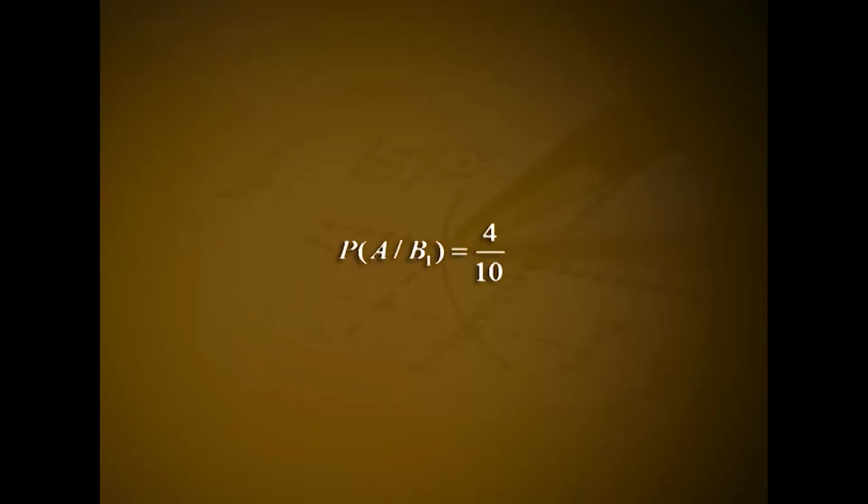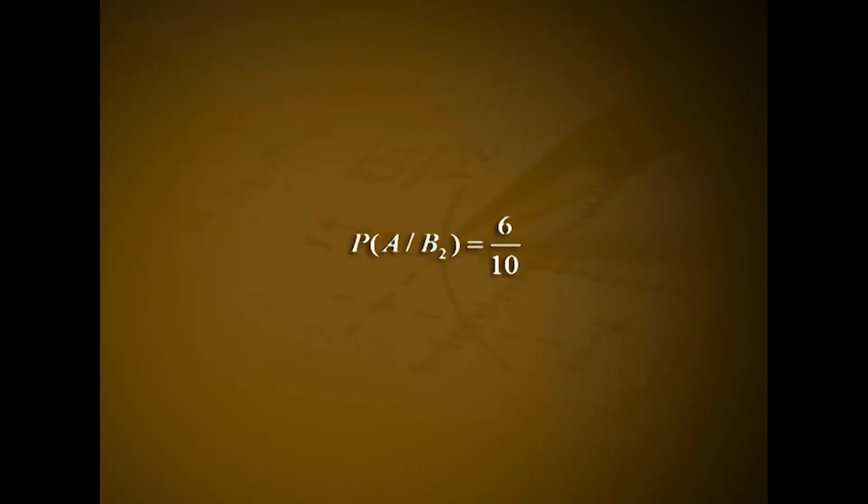First box contains 4 red balls out of 10 balls. If first box is selected, the chance of getting a red ball, that is P(A|B1), is 4/10. Second box contains 6 red balls out of 10 balls. If second box is selected, the chance of getting a red ball, that is P(A|B2), is 6/10.